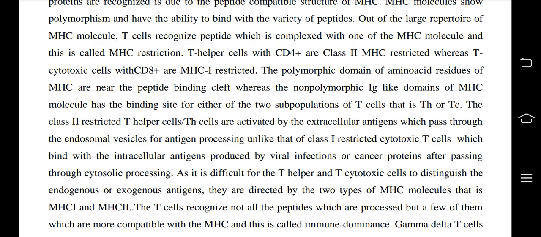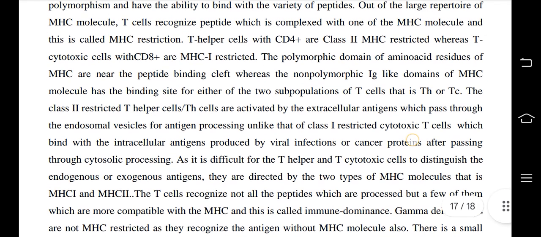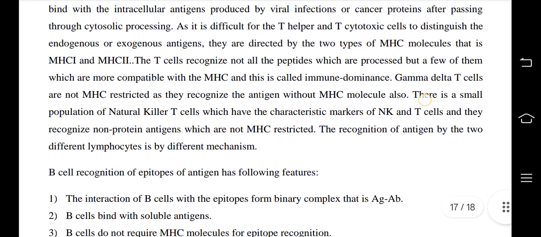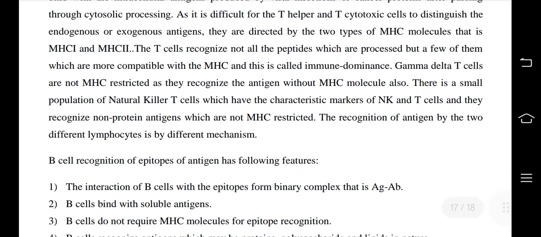As it is difficult for the T helper and T cytotoxic cells to distinguish the endogenous or exogenous antigens, they are directed by the two types of MHC molecules, that is MHC1 and MHC2. The T cells recognize not all the peptides which are processed, but a few of them which are more compatible with the MHC, and this is called immunodominance. Gamma delta T cells are not MHC restricted as they recognize the antigen without MHC molecules also. There is a small population of natural killer T cells which have the characteristic markers of NK and T cells, and they recognize non-protein antigens which are not MHC restricted.